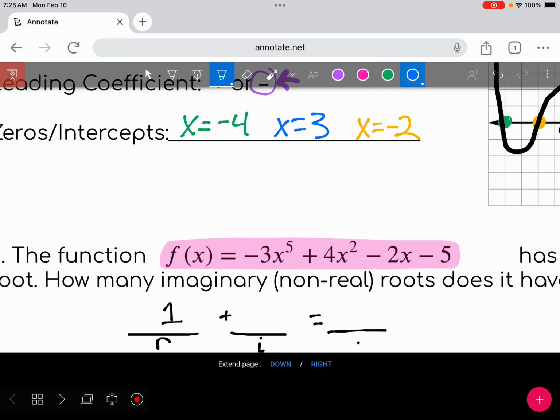How do we know it's 5? The highest exponent is 5, our degree. So our real roots plus our imaginary roots need to equal our degree. So if this has one real root, how many imaginary roots is it going to have? 4. Because 1 plus 4 gives me 5. So our answer would be 4. The real roots plus the imaginary roots need to equal our degree. Okay. Questions on this one?